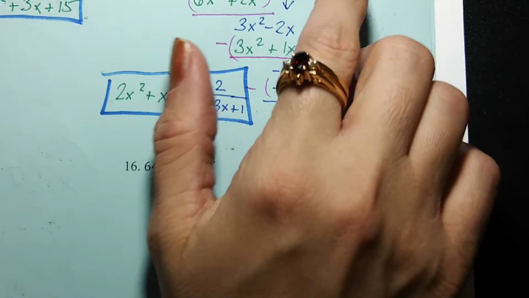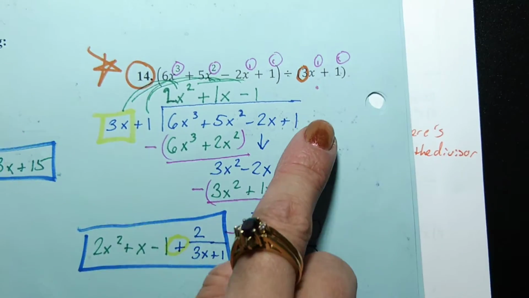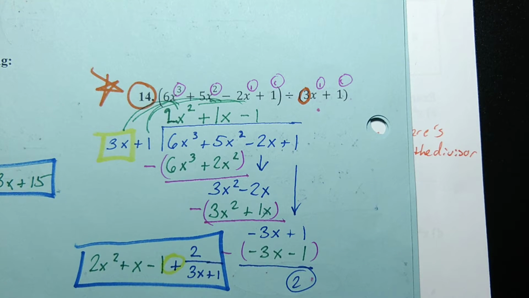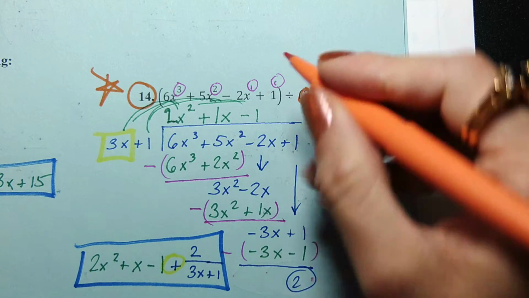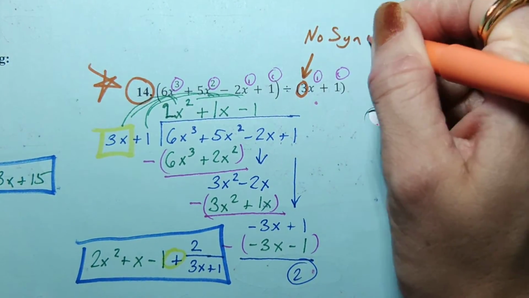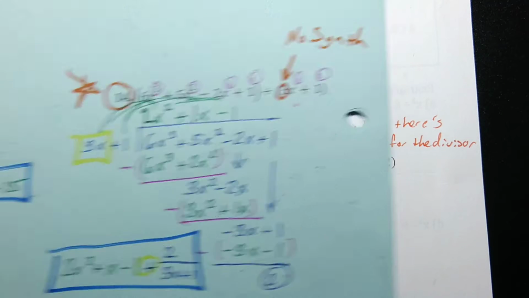So I want to go back to the guided practice for a second. You don't have to turn there. On number 14, this problem has a coefficient in front of x, so you would not be able to use synthetic division for this one. Not to check it, not at all. So no synthetic division, period, because of that coefficient in front of the x term.